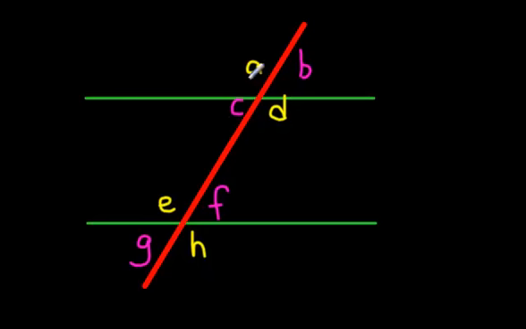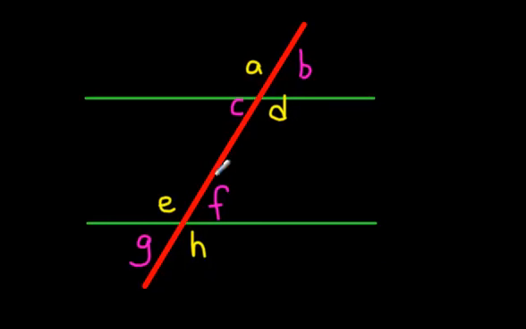When angles are across from one another like this, they are called vertically opposite angles. These two are vertically opposite and these two are vertically opposite. Is that cool? All right.